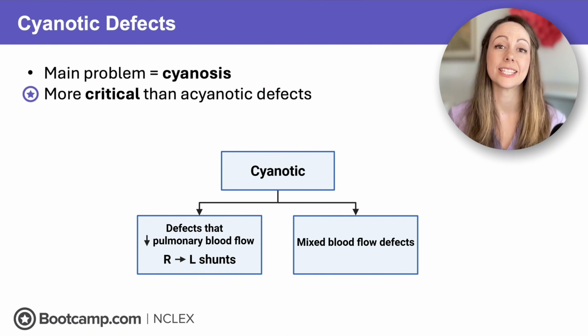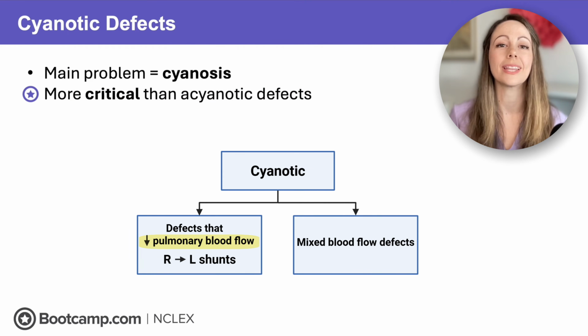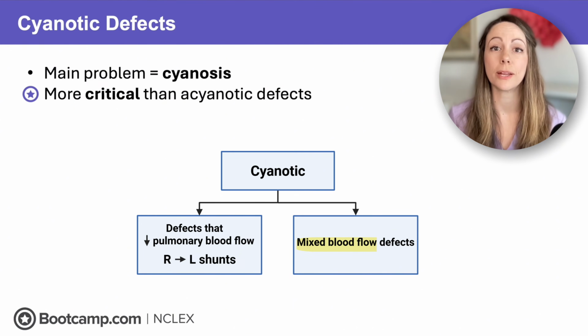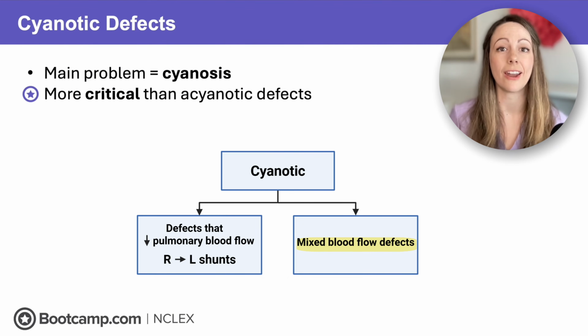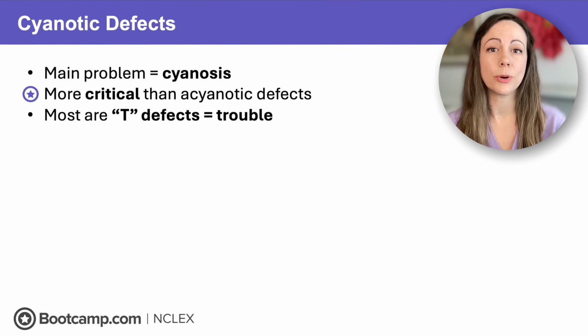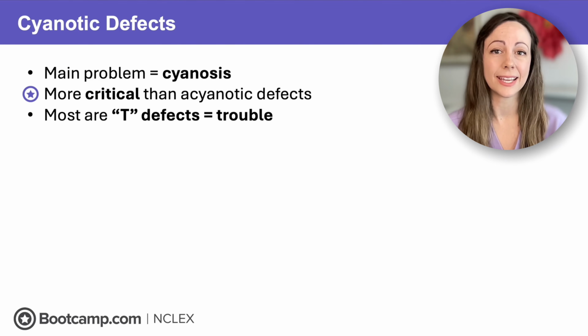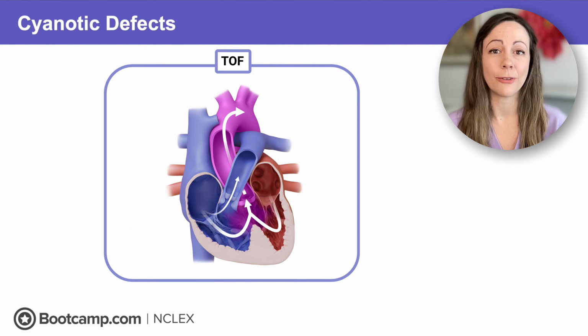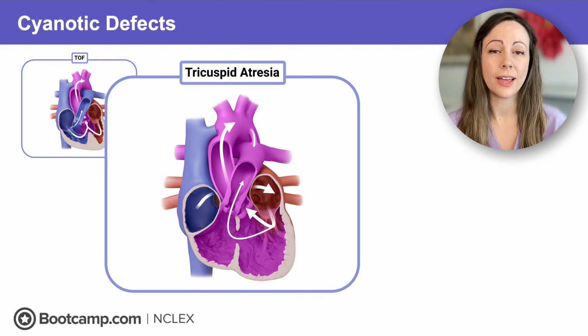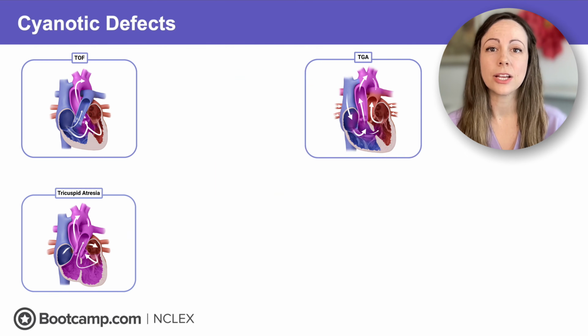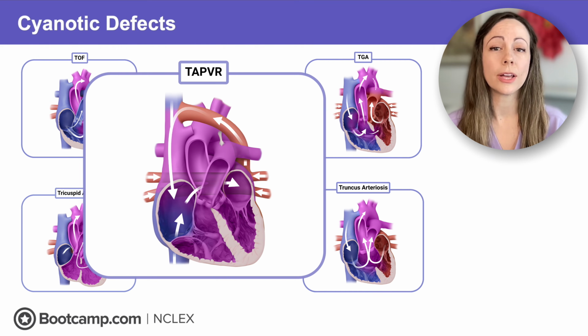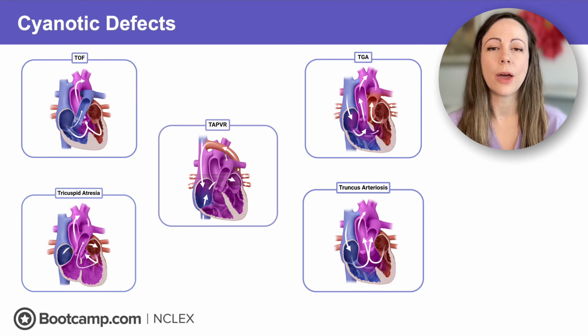Cyanotic defects are classified into defects that decrease pulmonary blood flow, like right to left shunts that bypass the lungs, like Tetralogy of Fallot, and mixed blood flow defects, like transposition of the Great Arteries, that cause mixing of deoxygenated and oxygenated blood. To remember this, most of the cyanotic defects begin with the letter T. So when you think T, think treble. These defects include Tetralogy of Fallot, tricuspid atresia, transposition of the Great Arteries, truncus arteriosus, total anomalous pulmonary venous return, and one non-T defect, hypoplastic left heart syndrome.